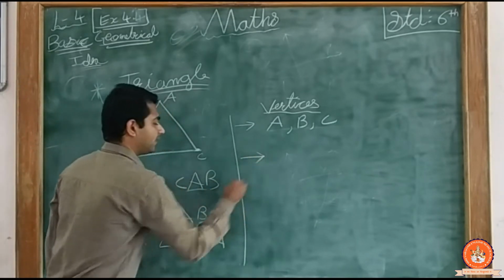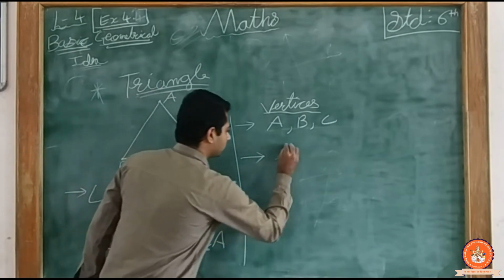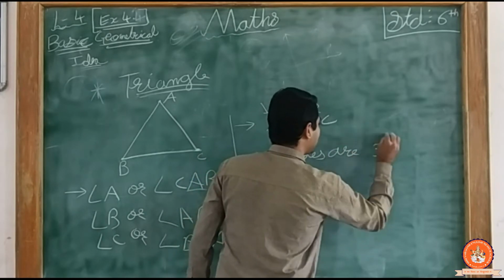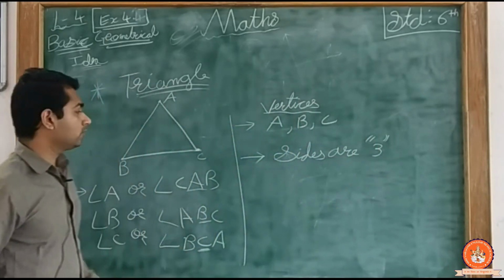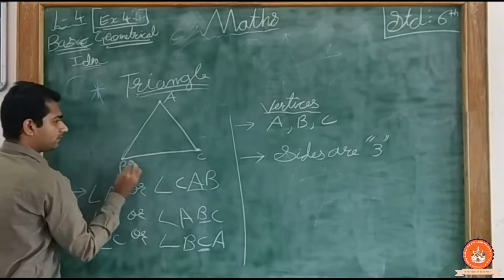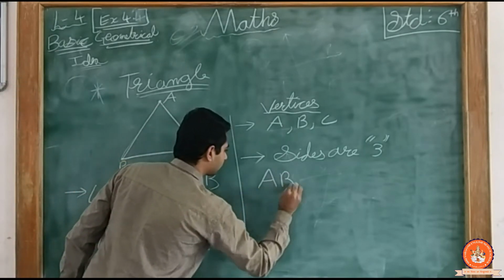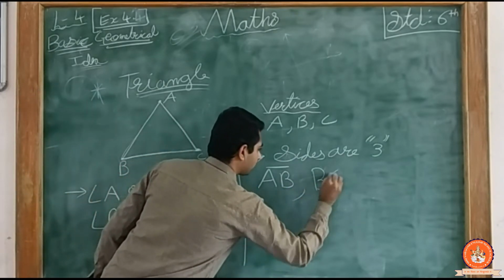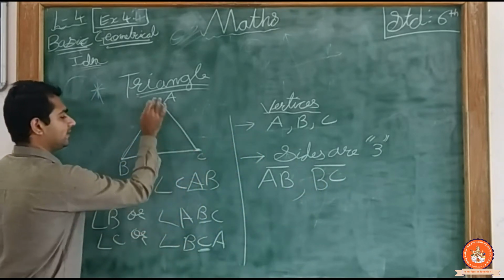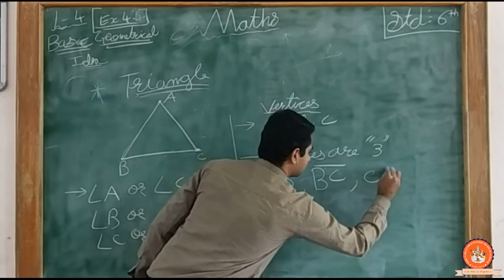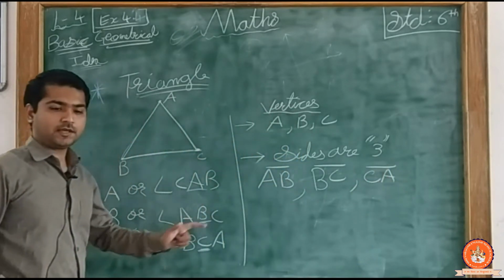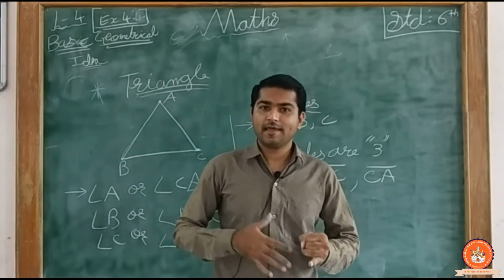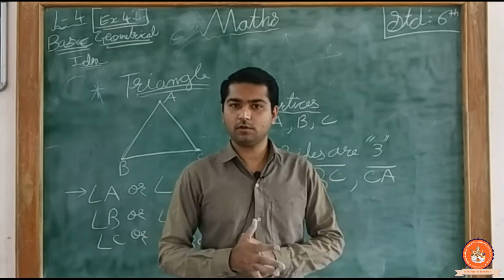Now, as I said, there are three sides. Sides are three. Which are the sides? Side AB, side BC and side CA. Clear? Now previously we understood interior, exterior and on the boundary.